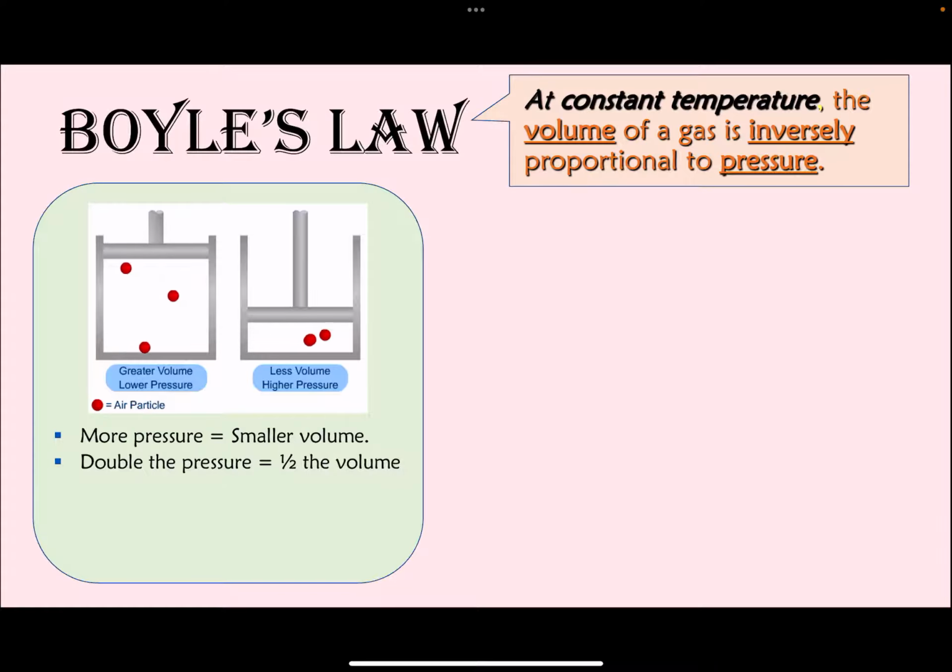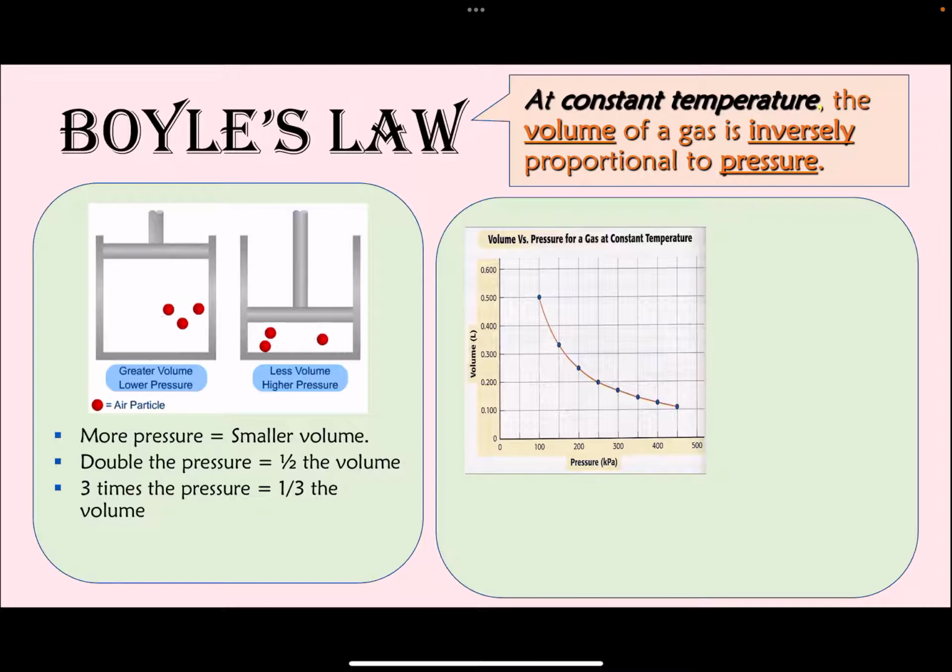So sometimes you might be asked that if you double the pressure, what happens to the volume? So remember that they are proportional, so you kind of have to take into account the proportions. So if you're doubling the pressure, volume is going to be 1/2. If you are increasing the pressure 3 times, volume is going to decrease 3 times. So it's going to be 1/3 of what we started with.